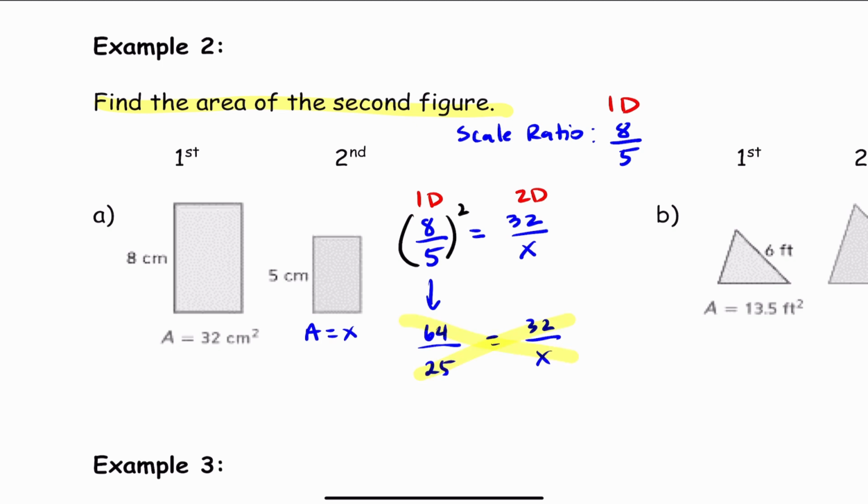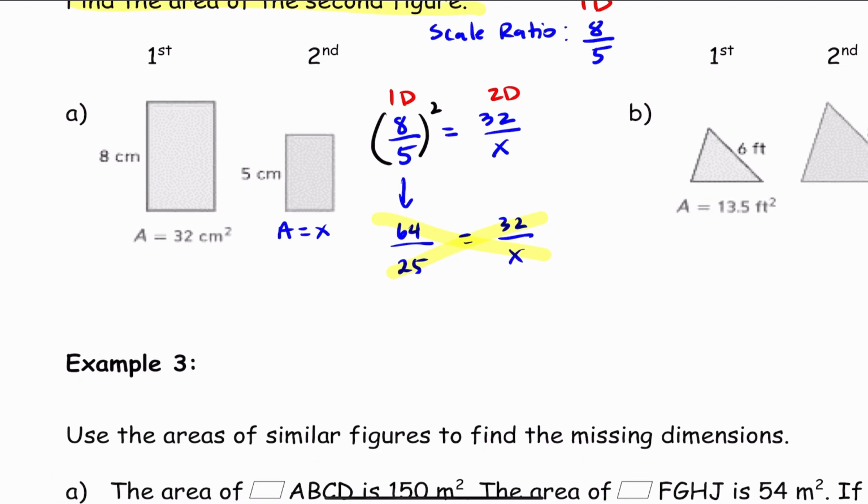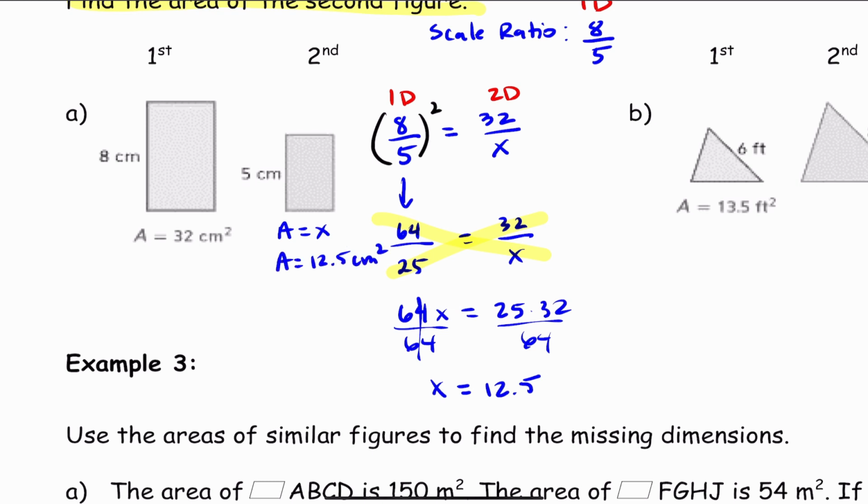And this is where I'm going to cross multiply. I have 64 times x, which is 64x. That's equal to 25 times 32. Divide both sides by 64 here. And now, put those numbers into my calculator. 25 times 32, and then I'm going to divide that by 64. What do I get? I get x equals 12.5. So the area is 12.5 centimeters squared.